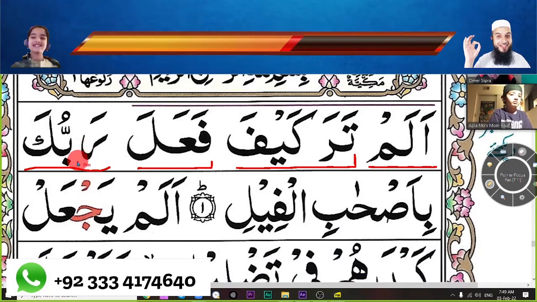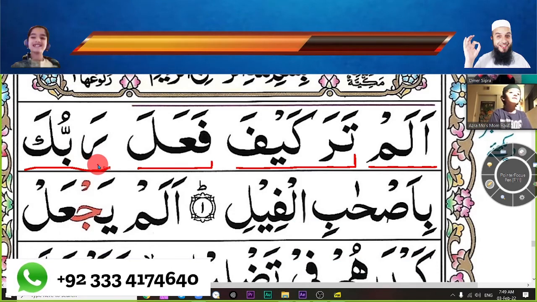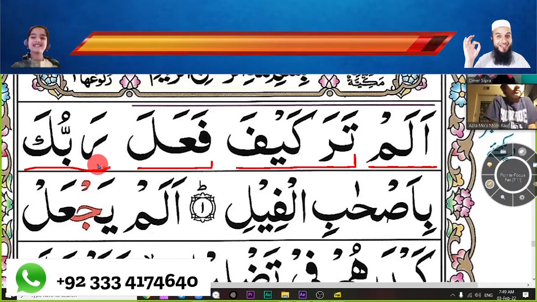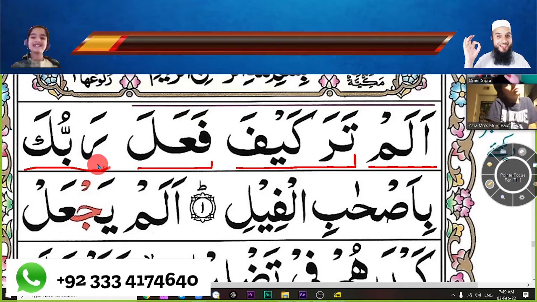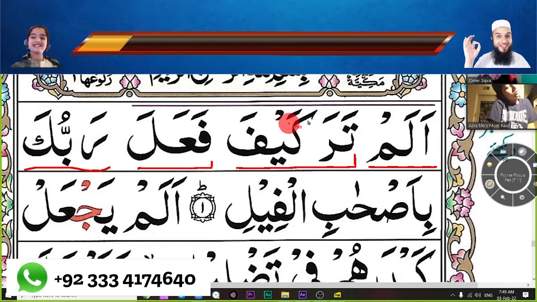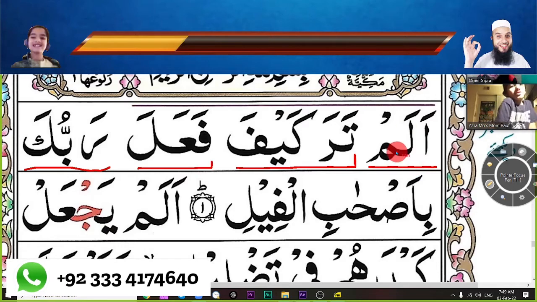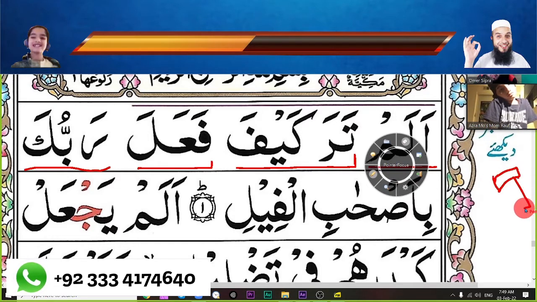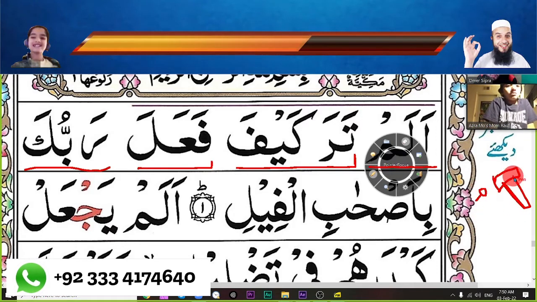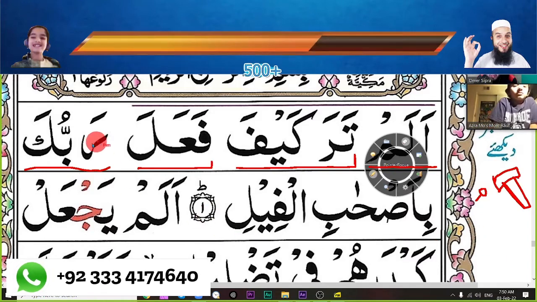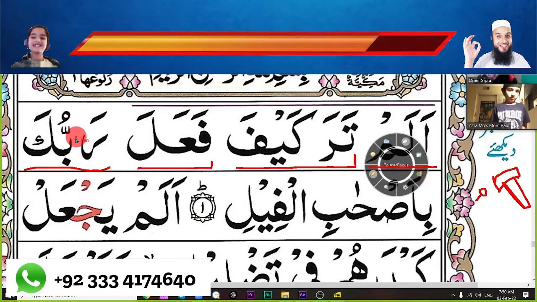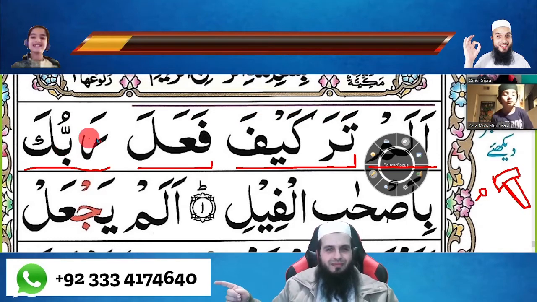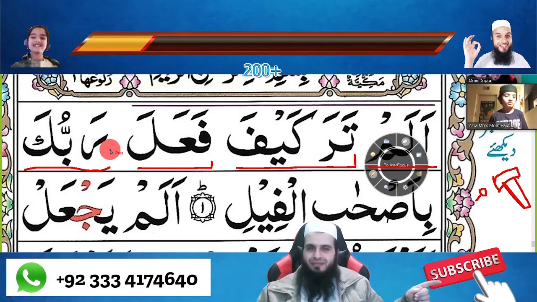one more thing you need to consider: whenever a letter has a tashdeed on it, we have to hold that letter for half a second. What do I mean by that? Have you ever seen a hammer? Yes, we have one over here. Suppose a hammer is striking a nail. Consider ra to be a hammer and ba to be a nail. So ra is striking the letter ba while connecting it, and then it is also holding or pressing it for half a second and then coming back. Just imagine this example in mind.